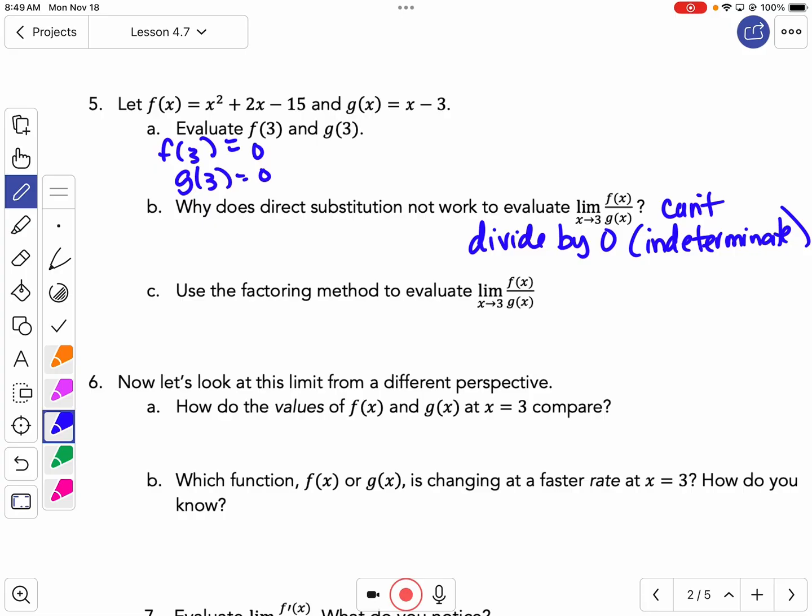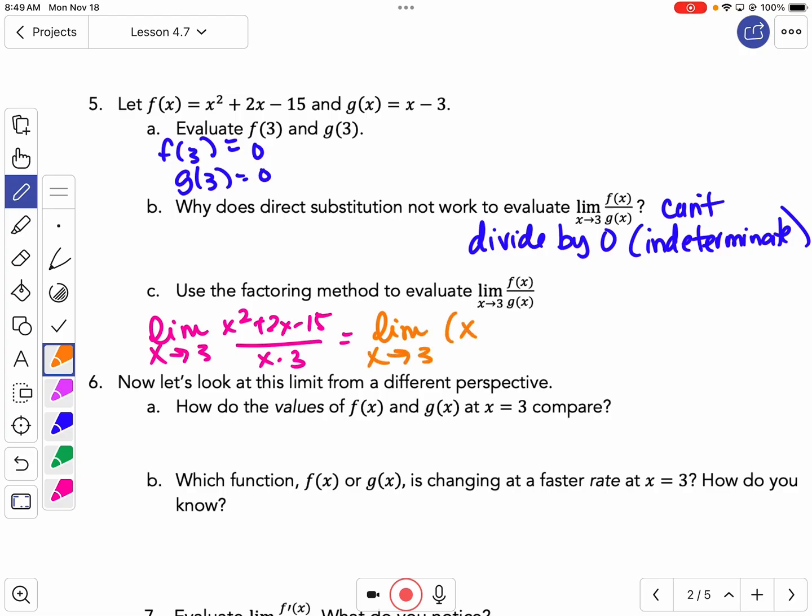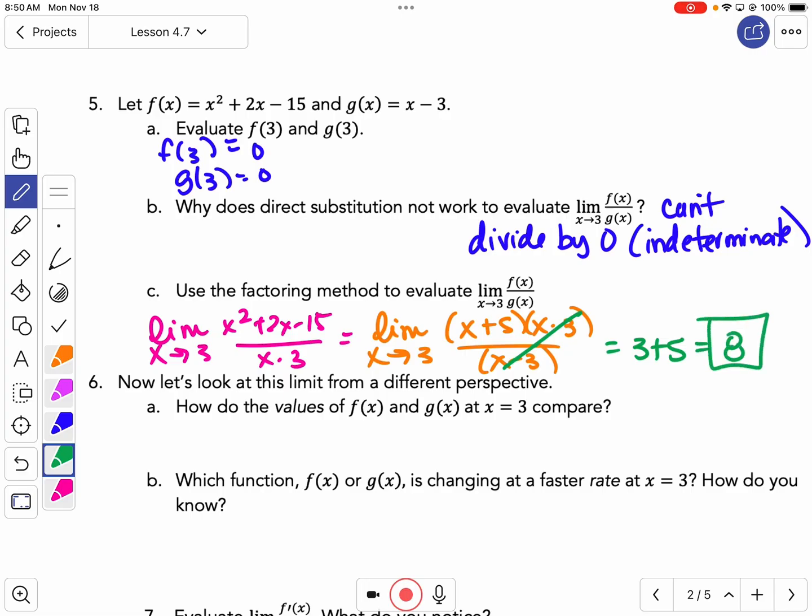Okay, so it says, hey, use the factoring method this time, right? We did that early on when we were doing limits. So limit as x approaches 3 of x squared plus 2x minus 15 over x minus 3. We could factor, so I get the limit as x approaches 3, x plus 5, x minus 3 over x minus 3. Lucky for us, we're going to lose those x minus 3s, and now we can do direct substitution. So 3 plus 5 gives me 8 as my limit. Okay, so that was one of our methods that we used as well.